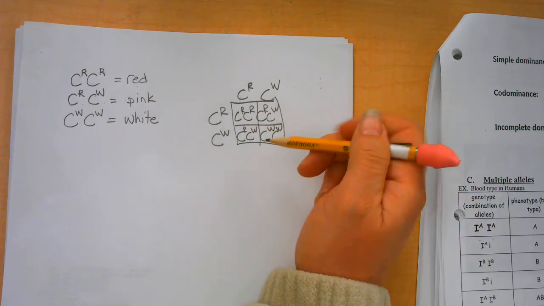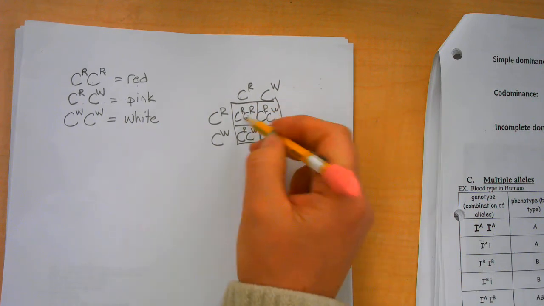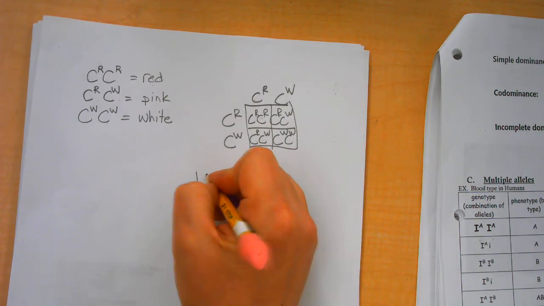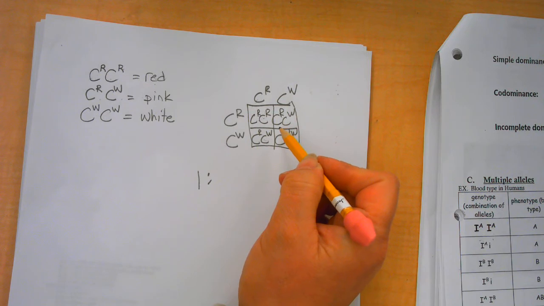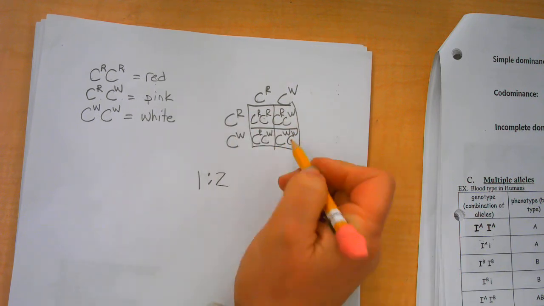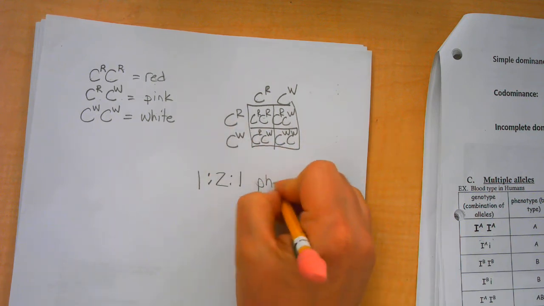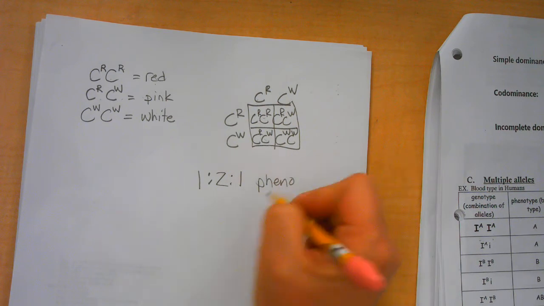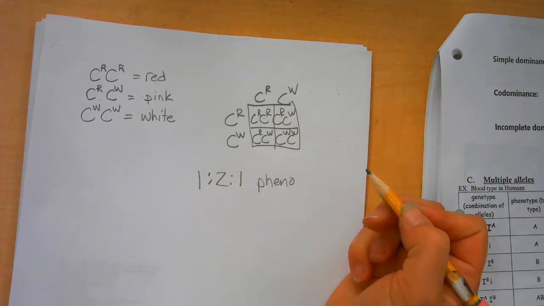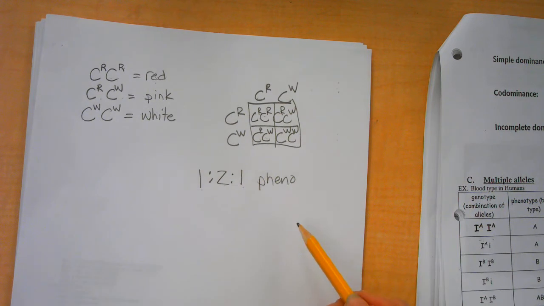All right, we'll not worry about genotypic ratio on these problems, but you could do a phenotypic ratio and say, how many are red? Well, out of the 4, 1 is red. How many are pink? 1, 2, pink. And how many are white? 1. So the phenotypic ratio is 1 to 2 to 1. And incidentally, it's the same as the genotypic ratio. So this is incomplete dominance.